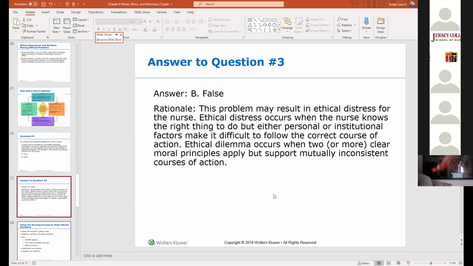So distress is when your personal or institutional factors make it difficult, and dilemma is when two principles apply. Remember, dilemma was the one I used with the example of abortion, where both answers could be right. And the distress is because she wanted to do the right thing, but either personally or institutionally, she couldn't do it.